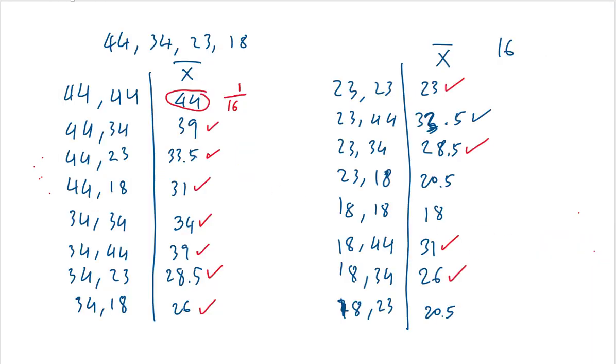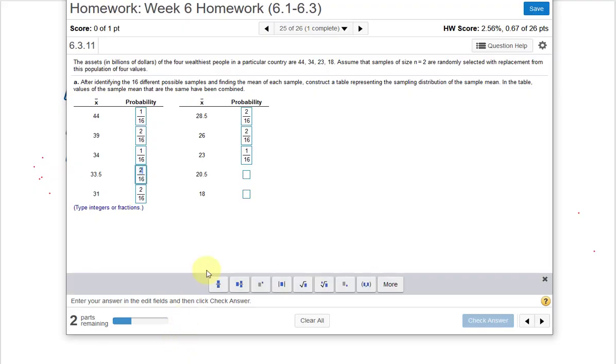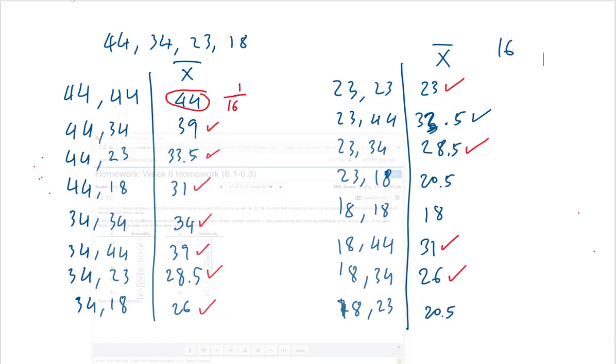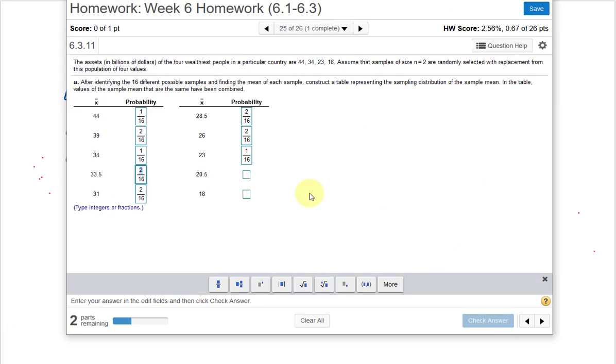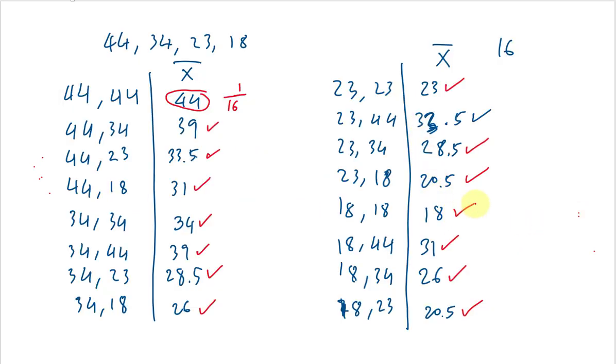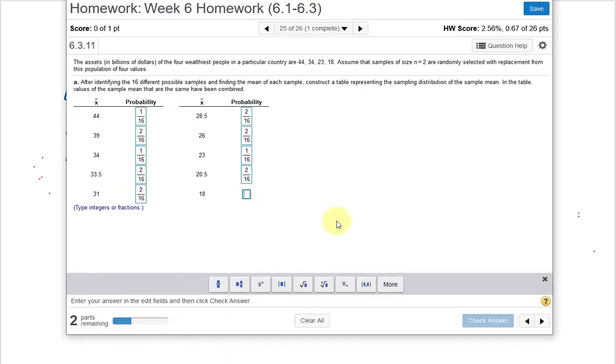And then the next one, 20.5. 20.5, we have 1, 2. So 2 over 16. And then the last one is 18, which is the remaining number. So 1 over 16. Okay, let's check the answer.